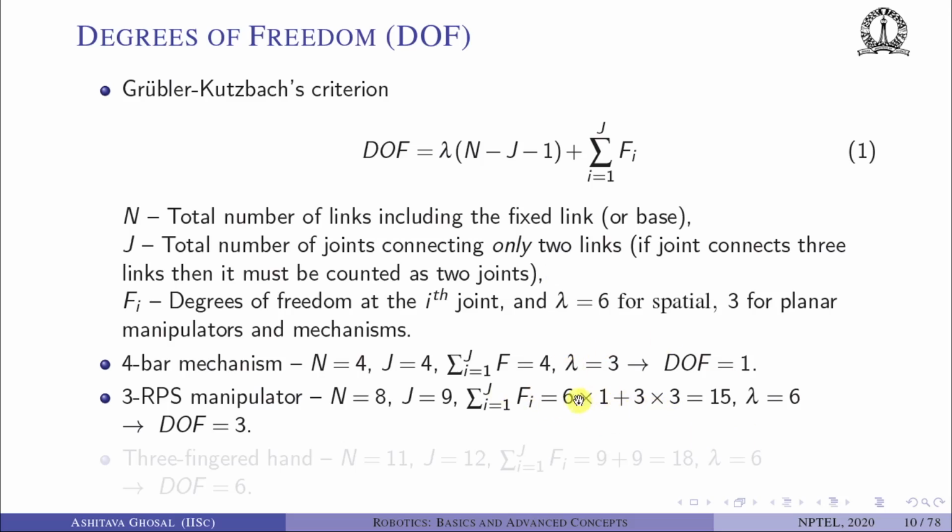So you can think about it. We'll get 6 into 1 plus 3 into 3, and then lambda is 6, so the degree of freedom is 3. For the 3 degree of freedom hand, n is 11, j is 12. The degrees of freedom in each of the joints: there are 3 spherical joints, which is 9, and then there are 3 rotary joints in each finger, so that is again 9. So lambda is 6, so we get degree of freedom of 6.